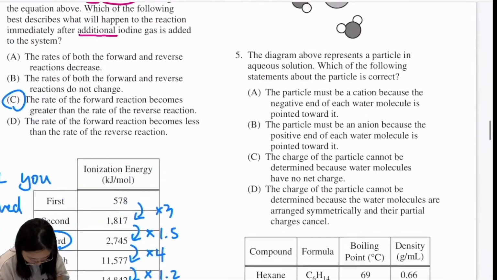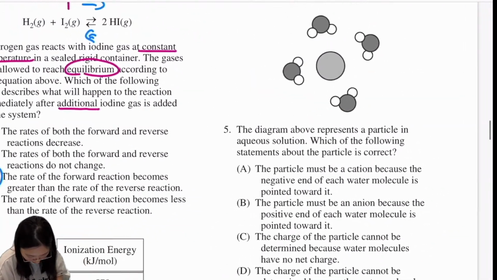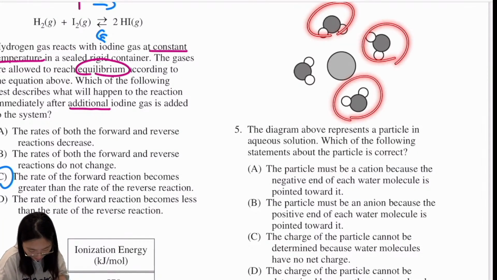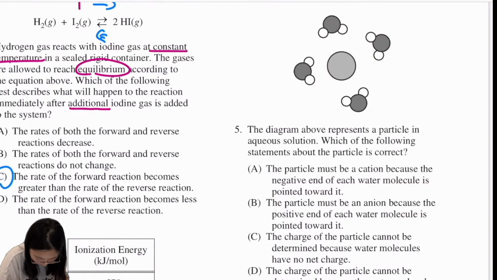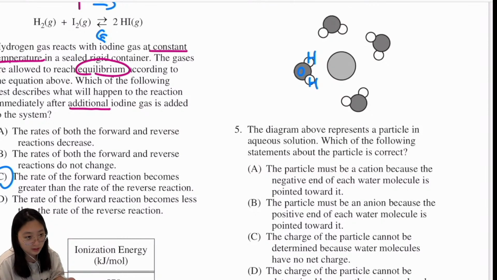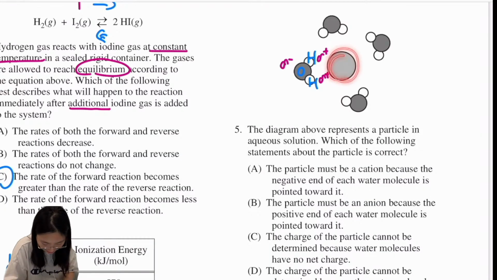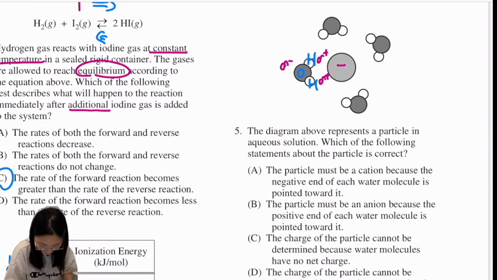And next, question number 5. The diagram above represents a particle in aqueous solution. Obviously, in aqueous solution, it means water. So these are water molecules. And obviously, the small one is H. The bigger one, the dark gray one, is oxygen. And then the hydrogen side is facing toward this particle, which means the hydrogen carries the partial positive charge, and oxygen carries partial negative charge, which means this must carry a negative charge.